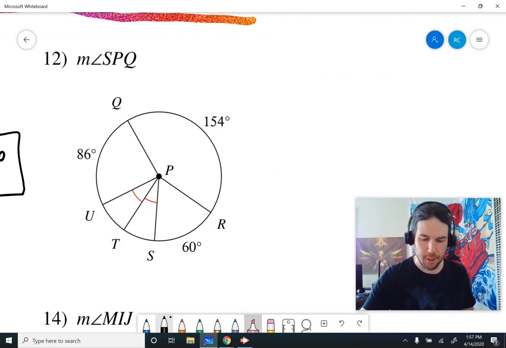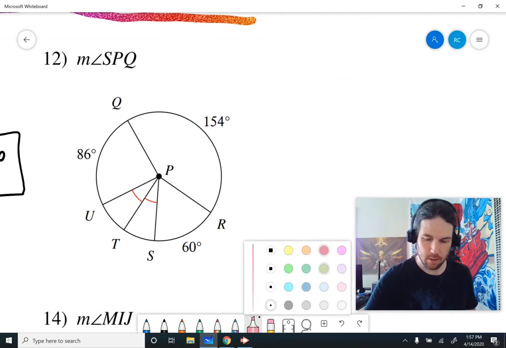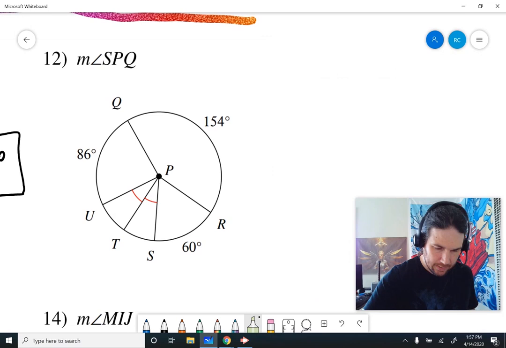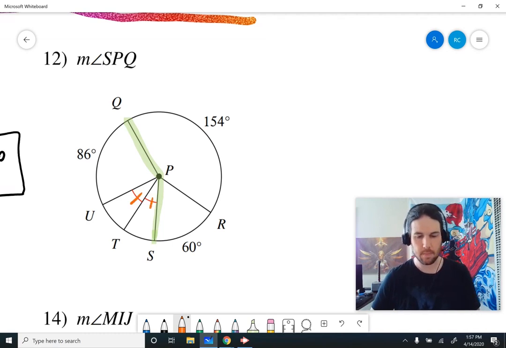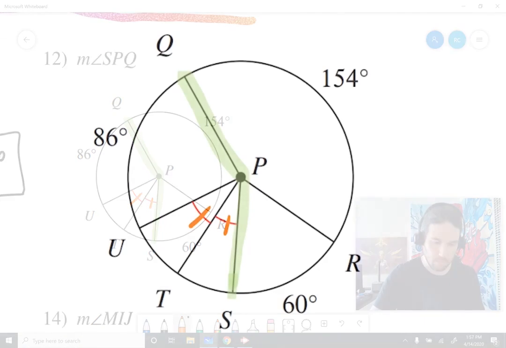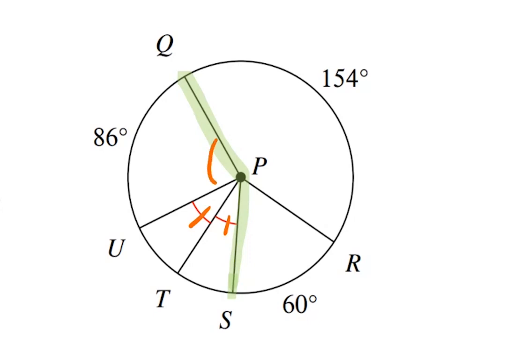We want the measure of angle SPQ. Now, I take this marking to mean that these two are congruent. Okay? So let's see what we've got here. We've got 86 degrees in here. So now how do we figure out what those two angles are? Pause the video, see what you can do.